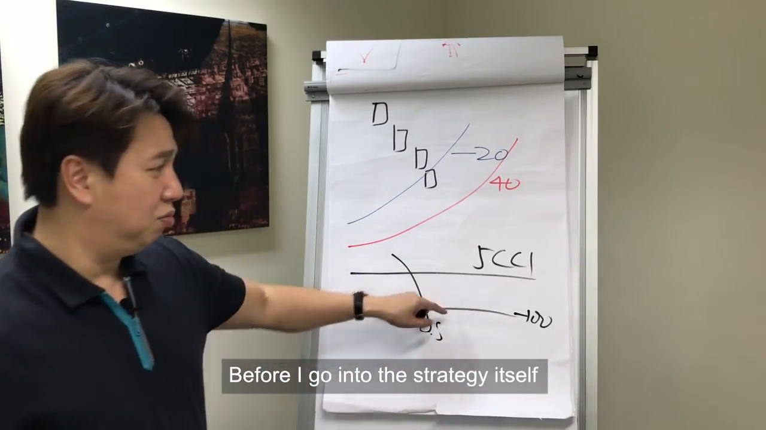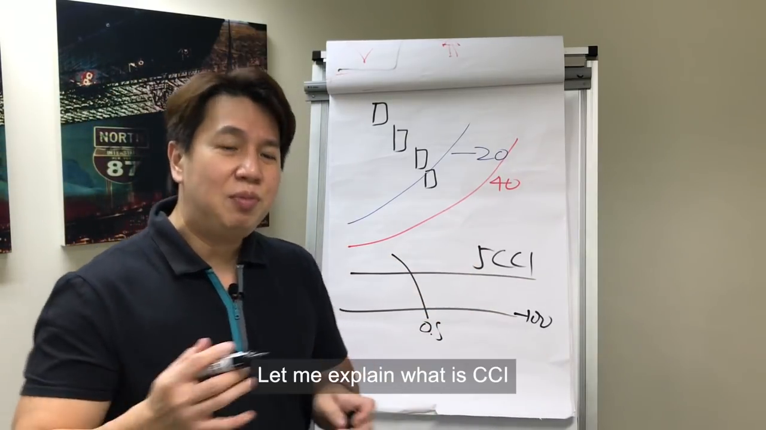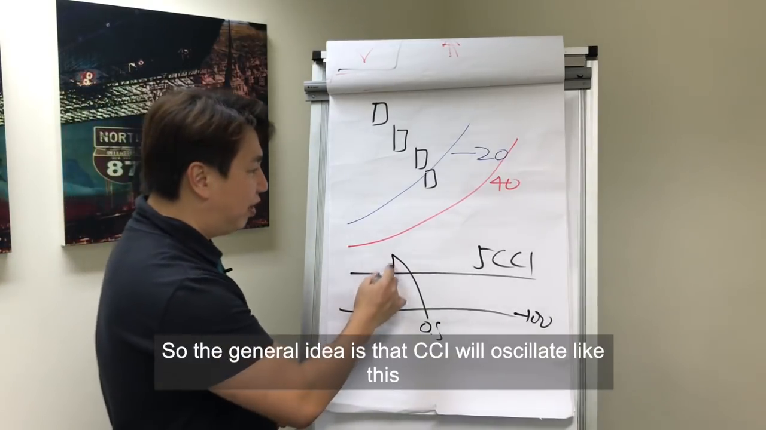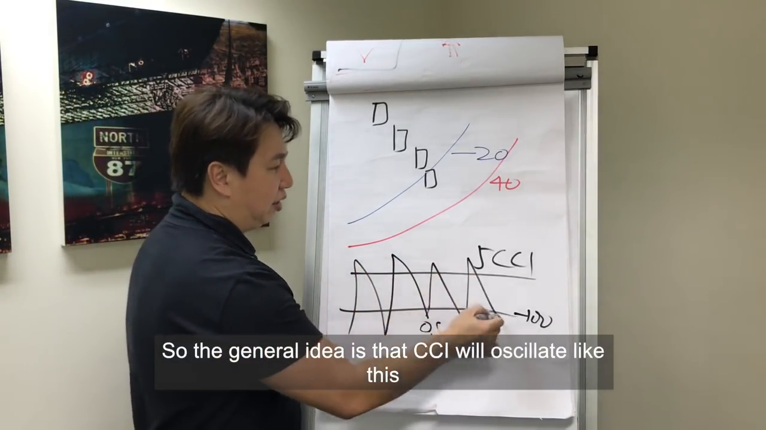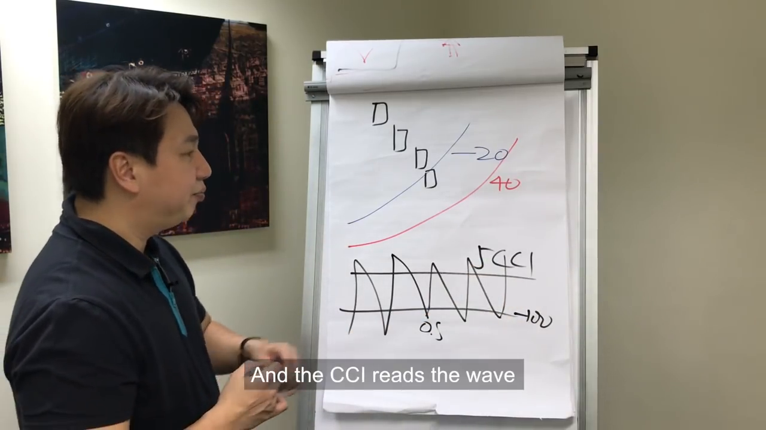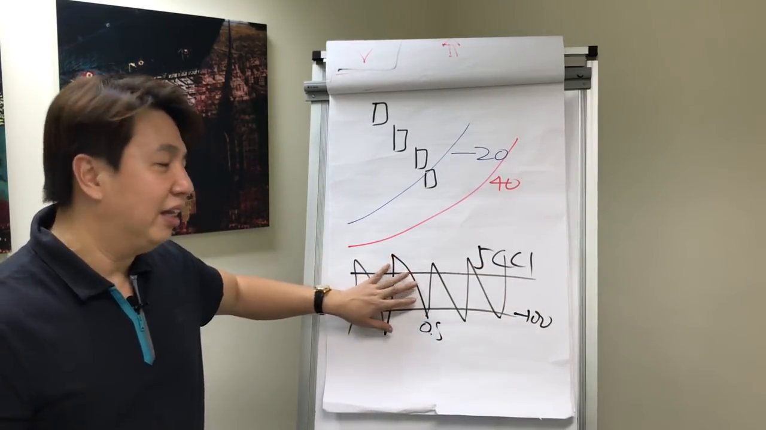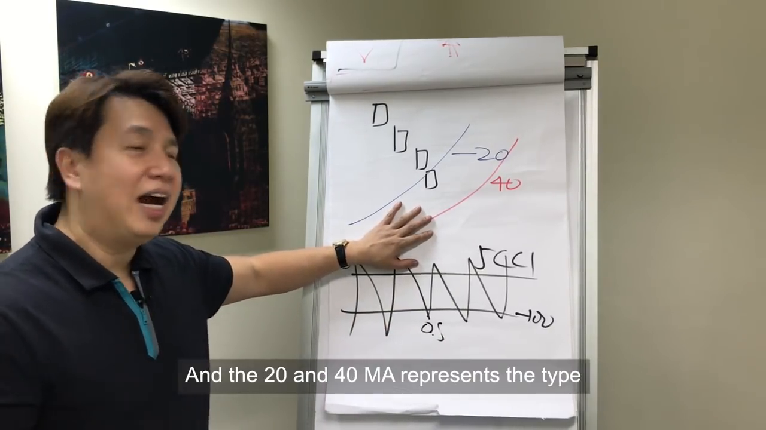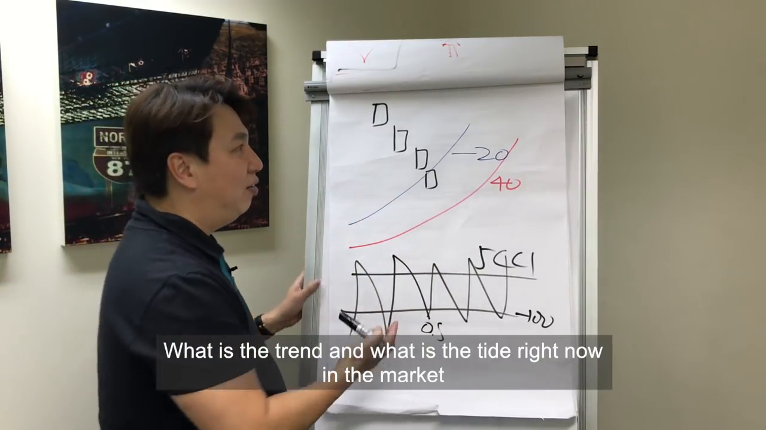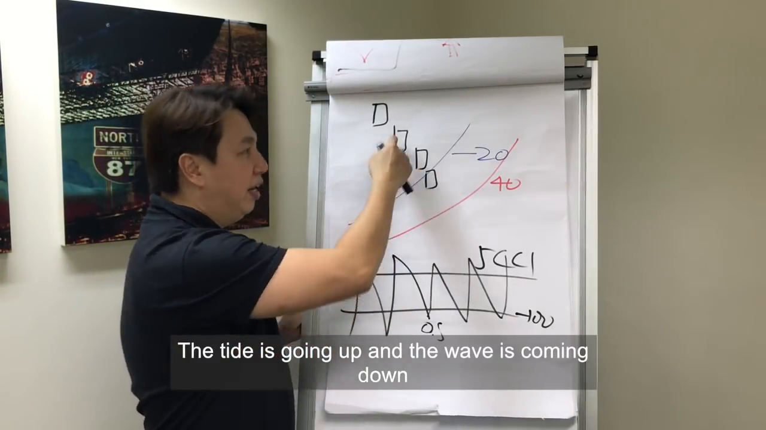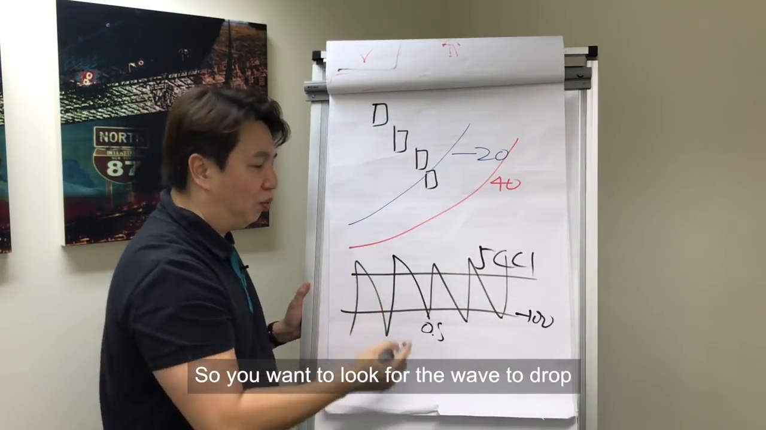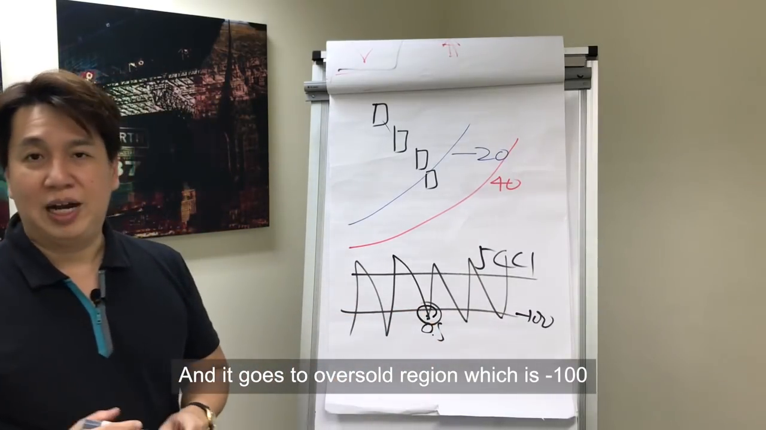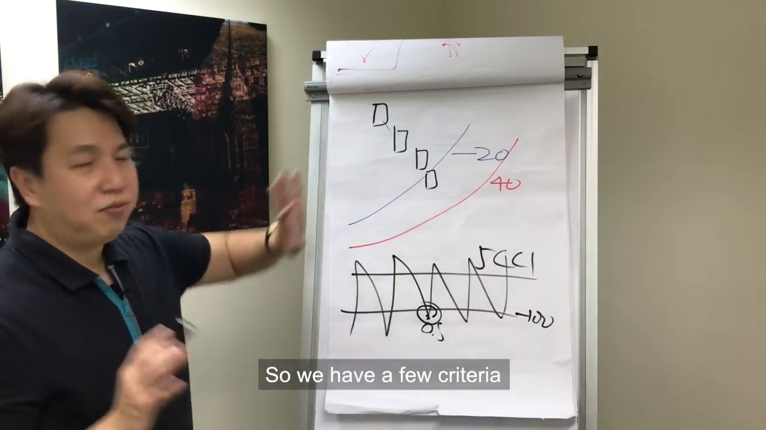Before I go into the strategy itself, let me explain what the CCI is. CCI is basically an oscillator, so the CCI will oscillate like this, and it reads the wave, understanding what's happening in the wave. The 20 and 40 MA represent the tide. What is the trend? What's the tide right now in the market? The tide is going up, and the wave is coming down. So we want to look for the wave to drop to an oversold region, which is minus 100.